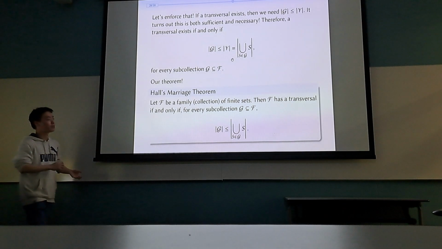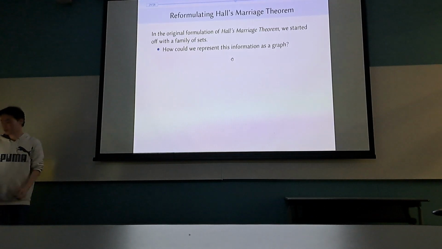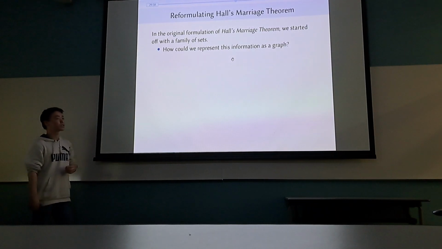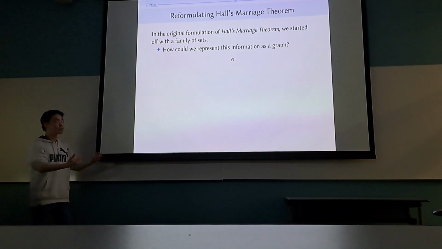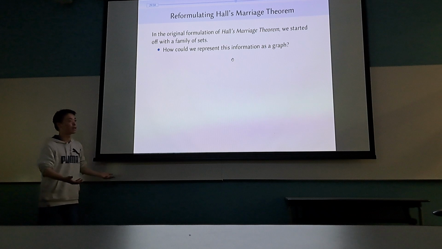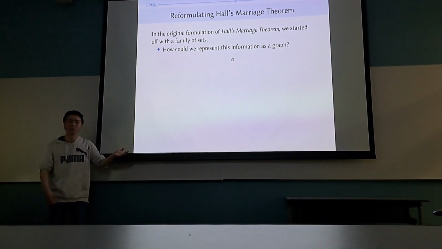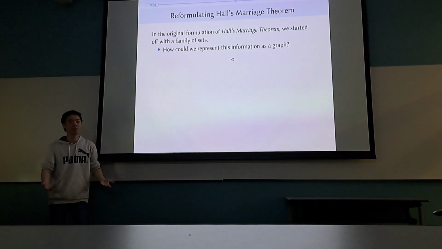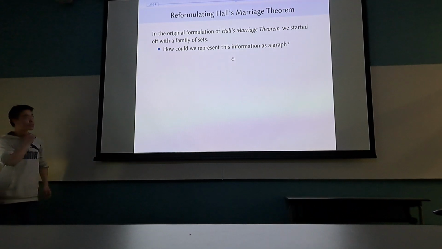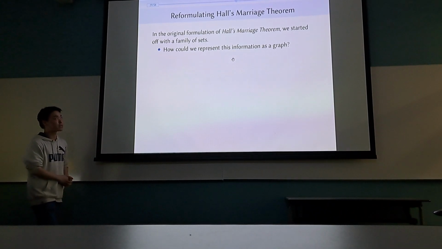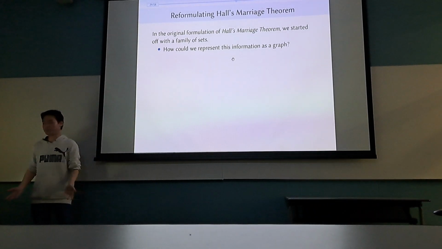And we'll see how maximum flow plays into this. All right, but to do this, we need to reformulate Hall's marriage theorem a little bit, because at the moment we're just working with a family of sets. So we need to reformulate it in a way where we can actually get some information out of maximum flow and minimum cut. So we might want to represent this as a graph. How could we represent this as a graph?